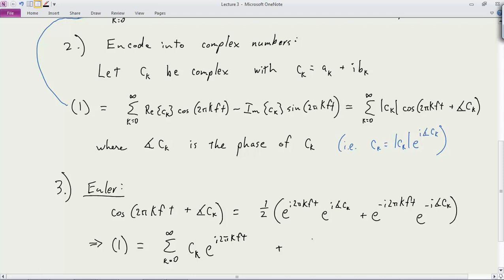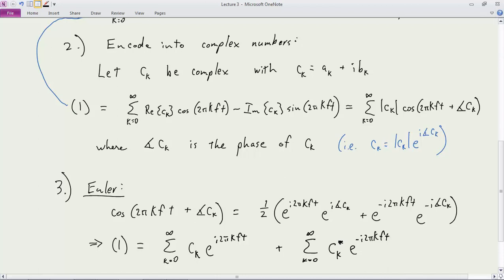Let's just write another one here with a new sum, k equals 0 to infinity. And this one has, the phase has a negative in it. So let's say C_k conjugate e^(-i2πkft). All right, so there's a new way now. We could represent any signal this way.